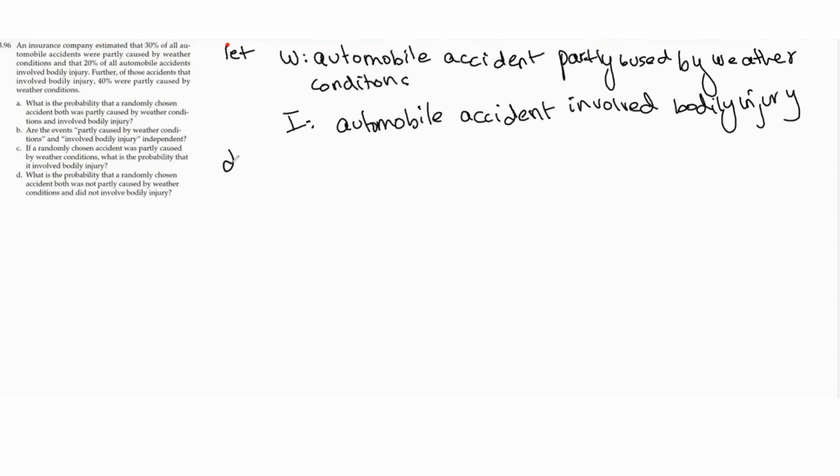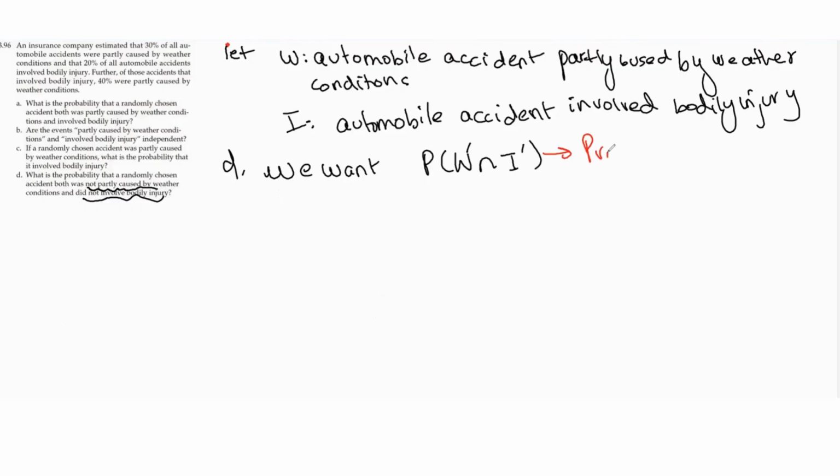I want to do part D. Part D says, what is the probability that the randomly chosen accident both was not partly caused by weather conditions and did not involve bodily injury? Essentially, we want the probability of W complement and I complement, right? This is what we want because they're saying that the randomly chosen accident was not partly caused by weather and did not involve bodily injury. So we want to find the probability of the intersection of the complements, right?